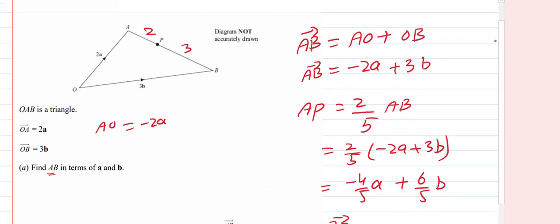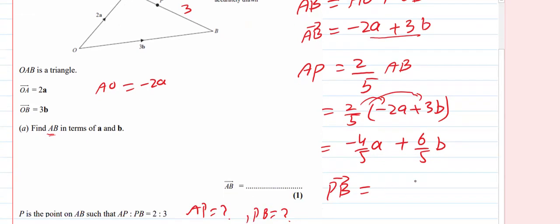So if I have to find AP, I will use the ratio formula. How do we apply it? Because its ratio is 2, I wrote 2 over, you have to add both the ratios, 5, multiply by the full vector on which the point is. P lies on AB, so you multiply with AB. AB we already found, so I just put in the value of AB and then simplified. I multiplied this with this and this with this.